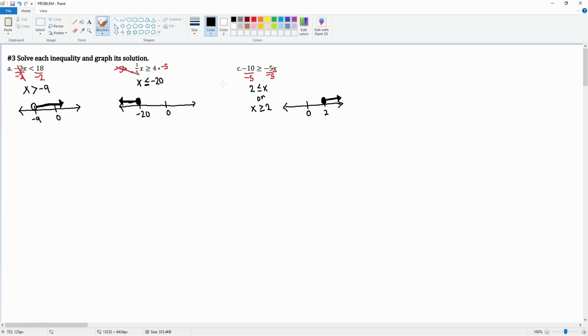Notice in all these problems, we either divide or multiply by a negative value, and in that process, you have to flip the inequality.